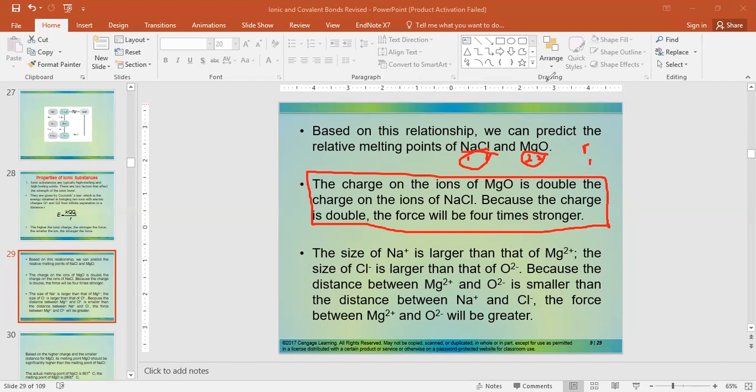There was another hand raised. Yes, Prof, it's me. I've not actually understood how the charge is 4 times stronger in magnesium oxide than in sodium chloride. So could you please repeat once more?